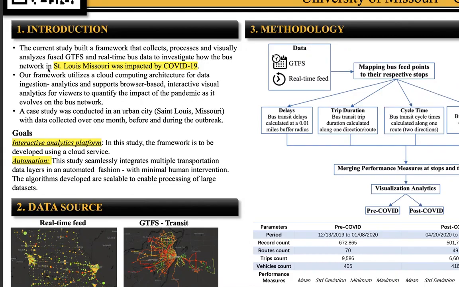One is developing an interactive analytics platform using a cloud service such as Microsoft Azure, and automating the whole process from collecting data, cleaning it, pre-processing, calculating performance measures, and then visualizing it.